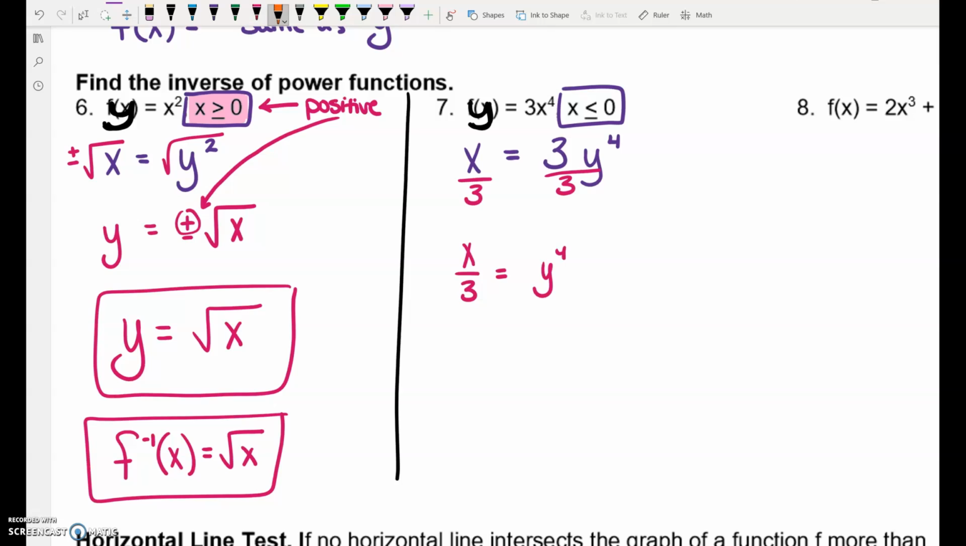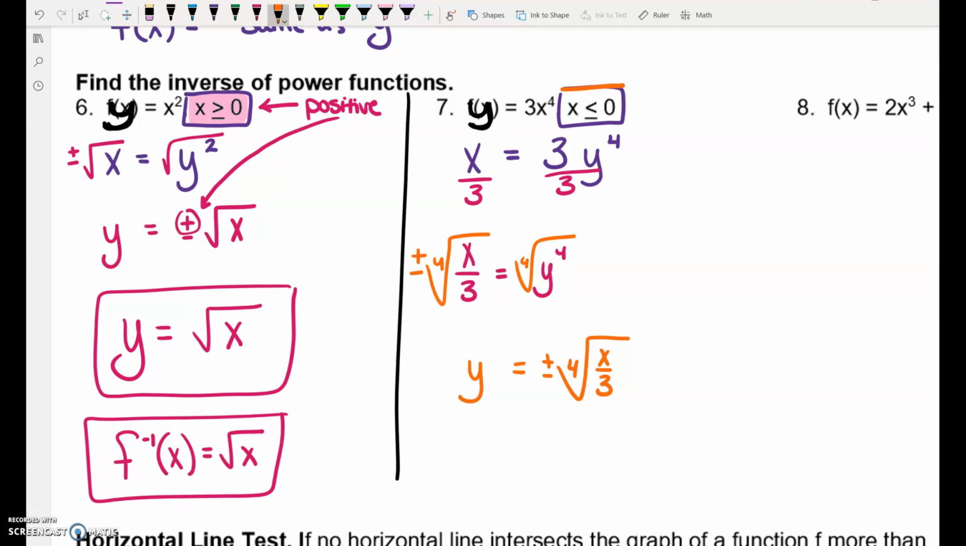How do we undo an exponent of 4? A 4th root. And that's an even root, so we have to put a plus minus in front of it. So we've got positive or negative 4th root of x over 3. The other side of the equation is y.